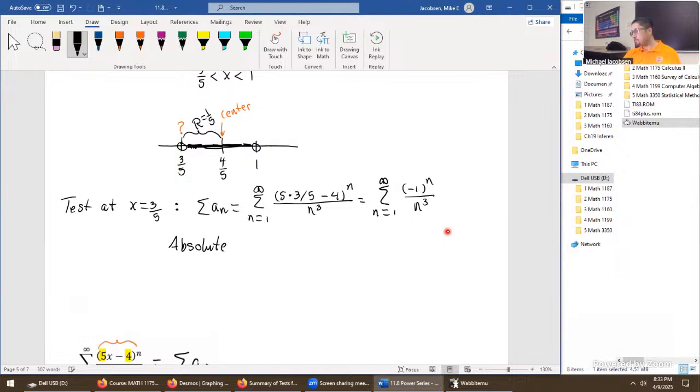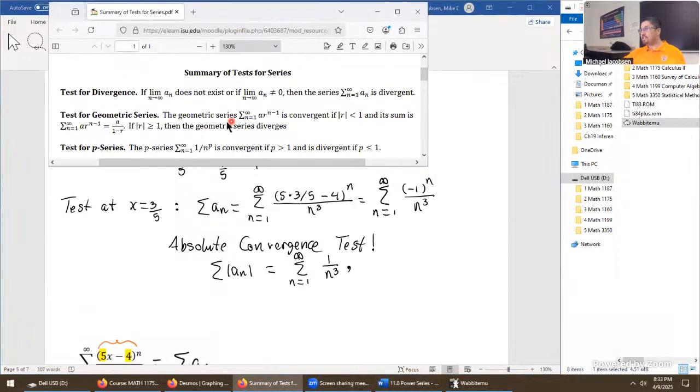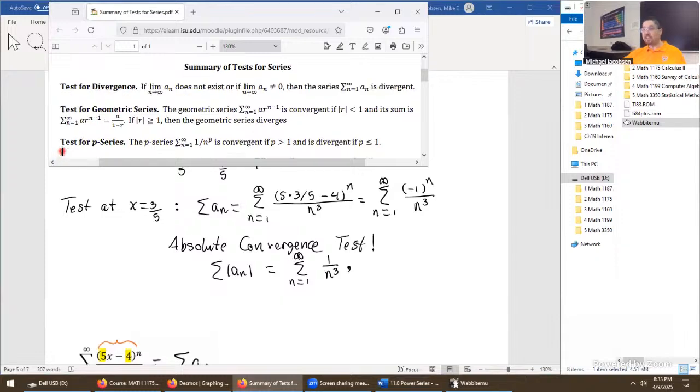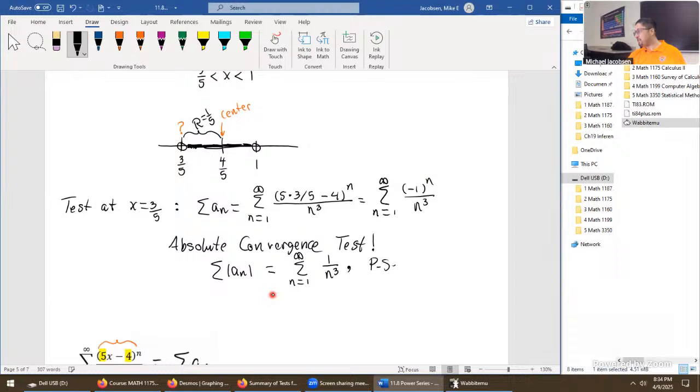Absolute convergence test. There's an exclamation mark. We take the summation of the absolute value of a_n, but we're still in the scope. x is 3/5. That means we're taking the absolute value of this one. It's going to be a sum from 1 to infinity of just a 1 over n cubed. This is kind of funny in a way. Once you use the absolute convergence test, you're not done. Now it's a p-series. After we wiped out the negative sign, our power is 3, greater than 1, so we have a convergent conclusion on that. So now it's p-series.